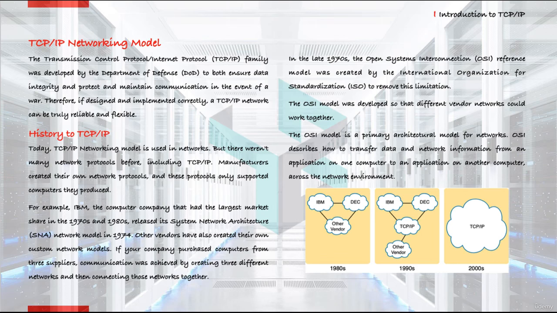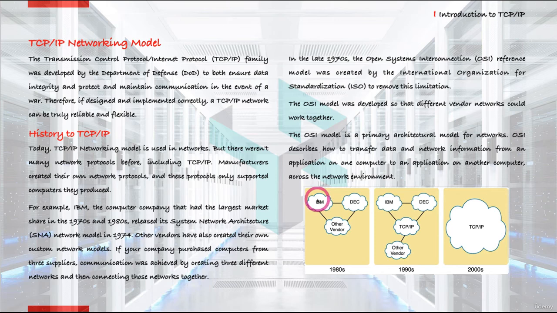The OSI model is a primary architectural model for networks. OSI describes how to transfer data and network information from one application on one computer to an application on another computer through the network environment. Here's how each manufacturer used its own network protocol in the 1980s.